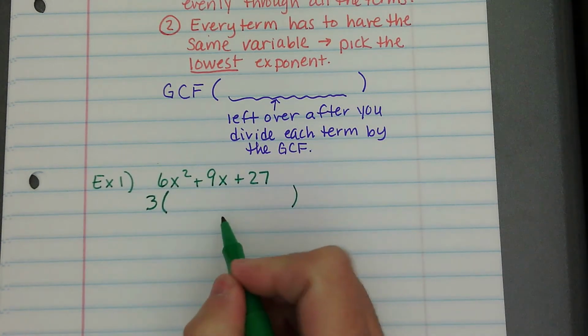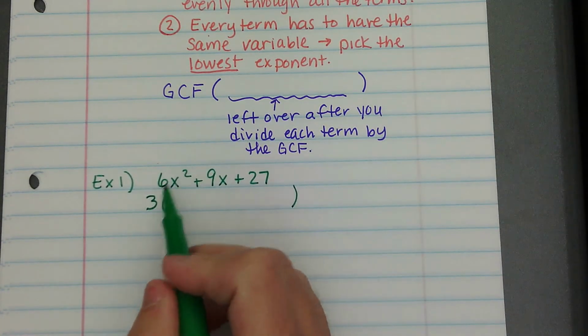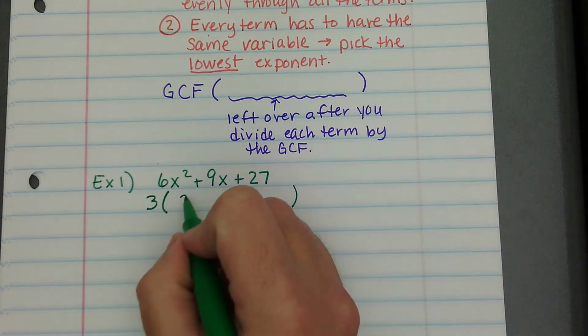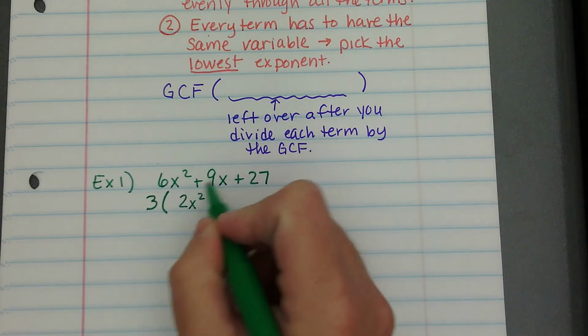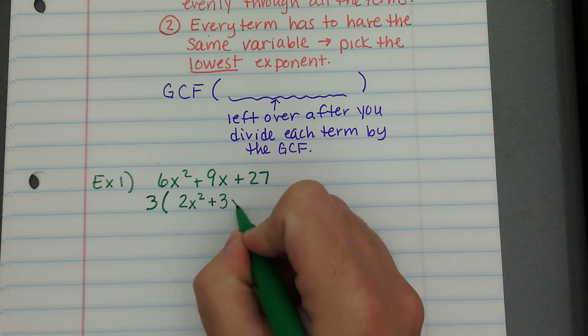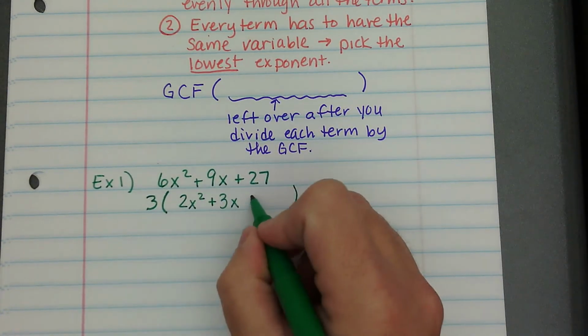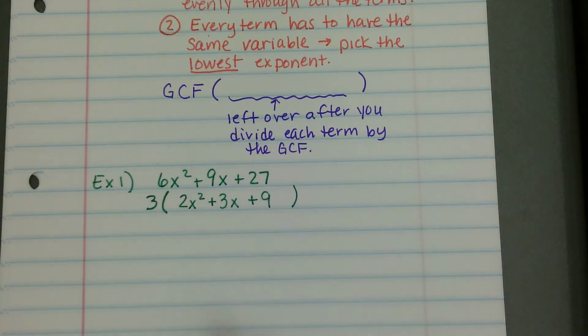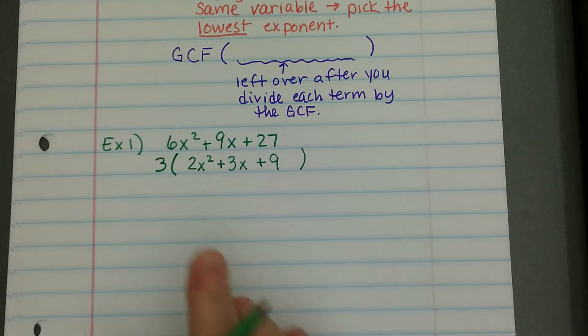On the inside of the parentheses, we're going to take 6x squared and divide by 3. So 6x squared divided by 3 is going to give you 2x squared. 9x divided by 3 gives you 3x. And 27 divided by 3 gives you 9. This gives you a more manageable quadratic to factor as a trinomial, and it makes it so much easier to do that. Get ready for the second problem.